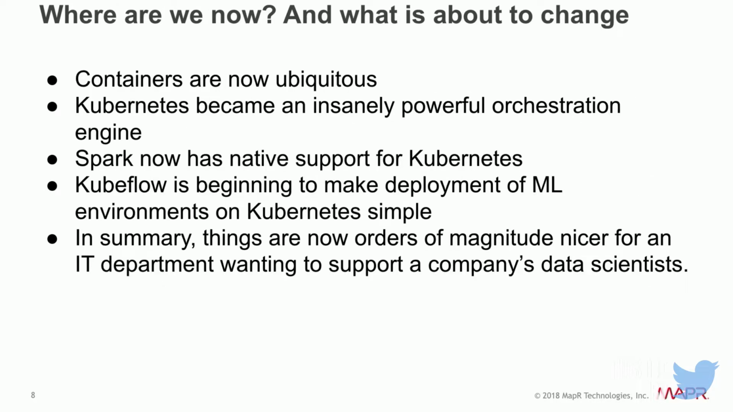Today, we're at a point where containers are ubiquitous. Kubernetes is insanely powerful at orchestrating things. Spark has native support for Kubernetes. Kubeflow is beginning to make deployment of ML environments in Kubernetes simple. And in summary, things are now orders of magnitude nicer for an IT department wanting to support a company's data scientists. So how do we do this?